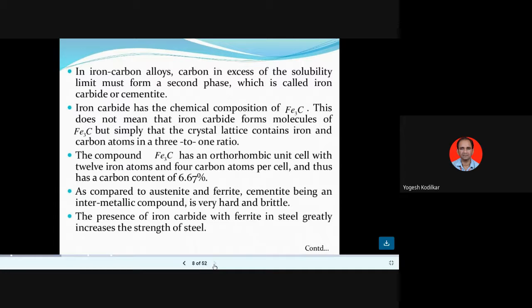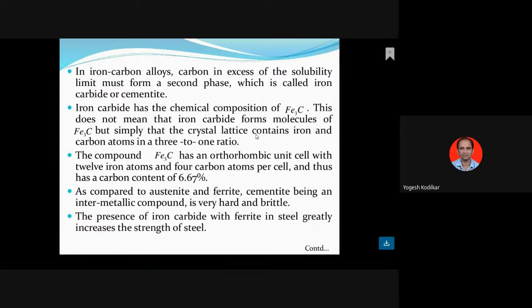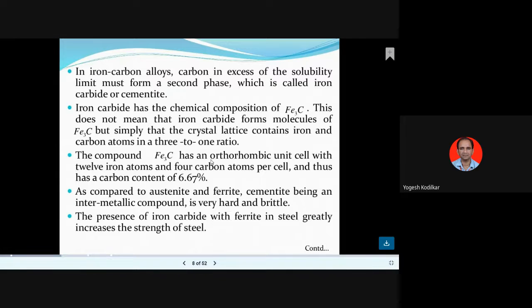Now in carbon alloys, carbon in excess of the solubility limit must form a second phase, which is called iron carbide or cementite. The iron carbide or cementite is the Fe3C phase. This does not mean iron carbide forms molecules of Fe3C, but simply that the crystal lattice contains iron and carbon atoms at a 3 to 1 ratio. That is, 3 iron atoms and only one carbon atom. That is a 3 to 1 ratio. The compound Fe3C has an orthorhombic unit cell.